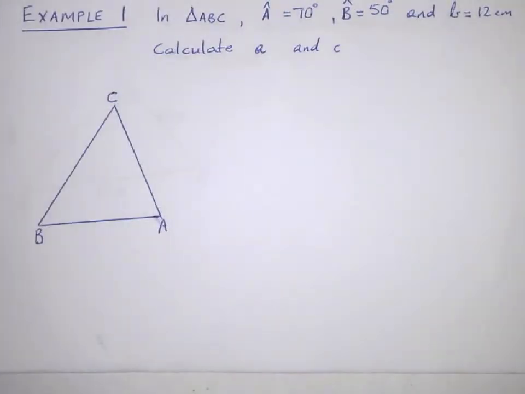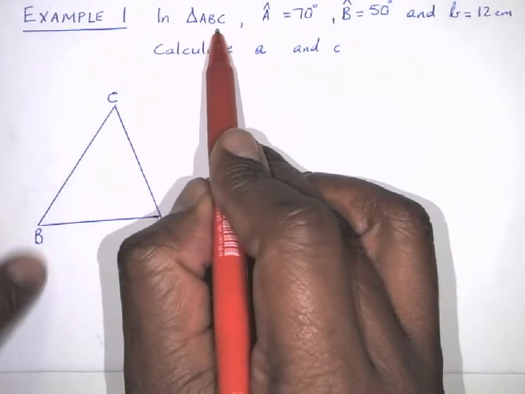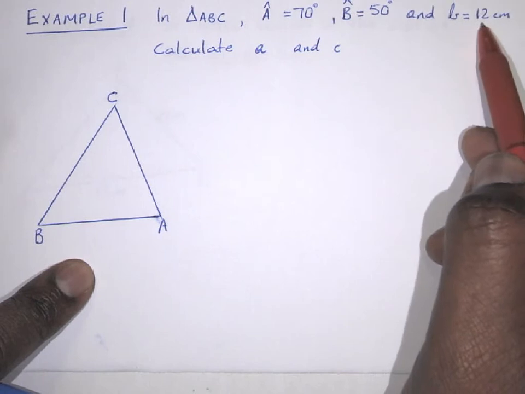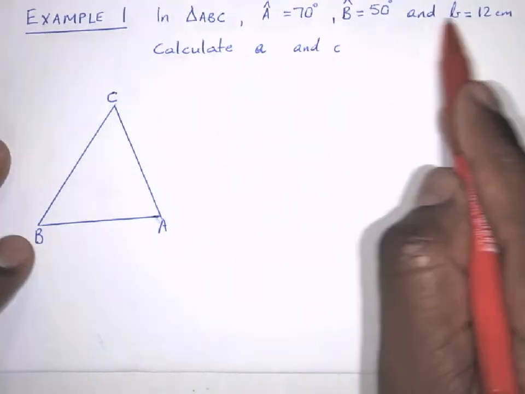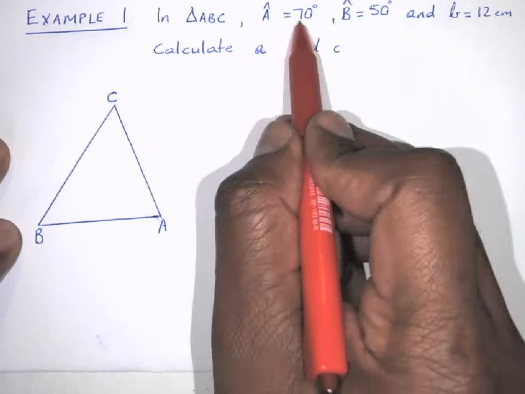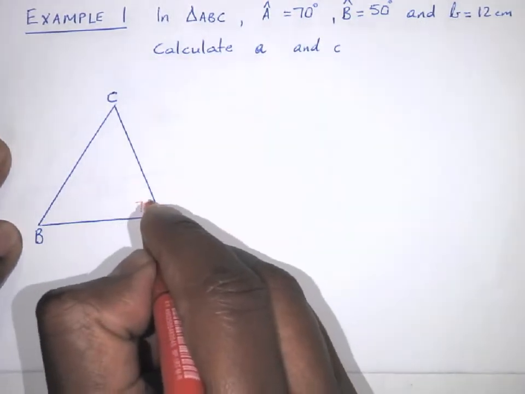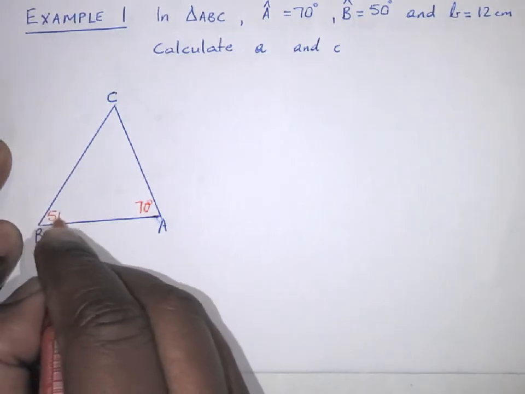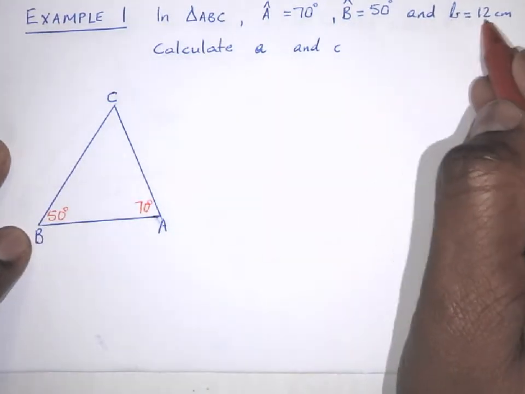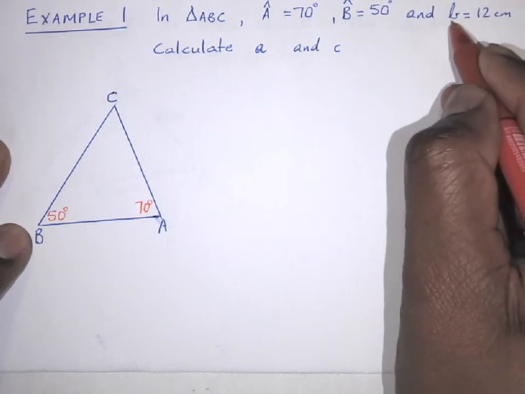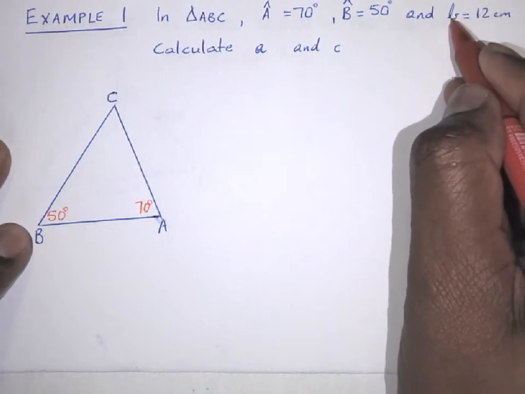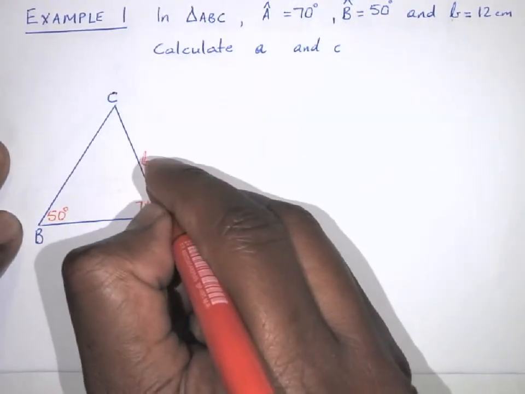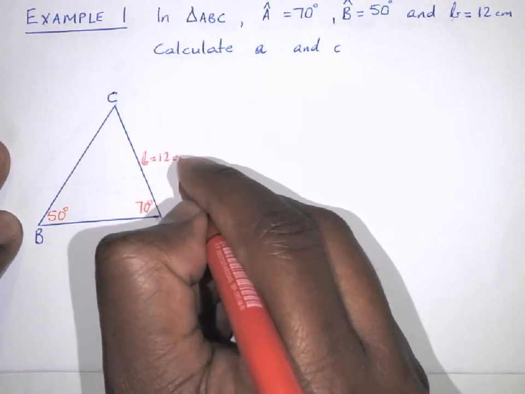In this example, they say, in triangle ABC, angle A is 70 degrees, angle B is 50 degrees, and b is 12 centimeters. You need to know how to fill this in on a diagram. So I put 70 degrees at angle A, and angle B is 50 degrees. Then they said b is 12 centimeters. Remember that small letter b is the side which is opposite capital letter angle B. So that is small letter b, which is 12 centimeters.